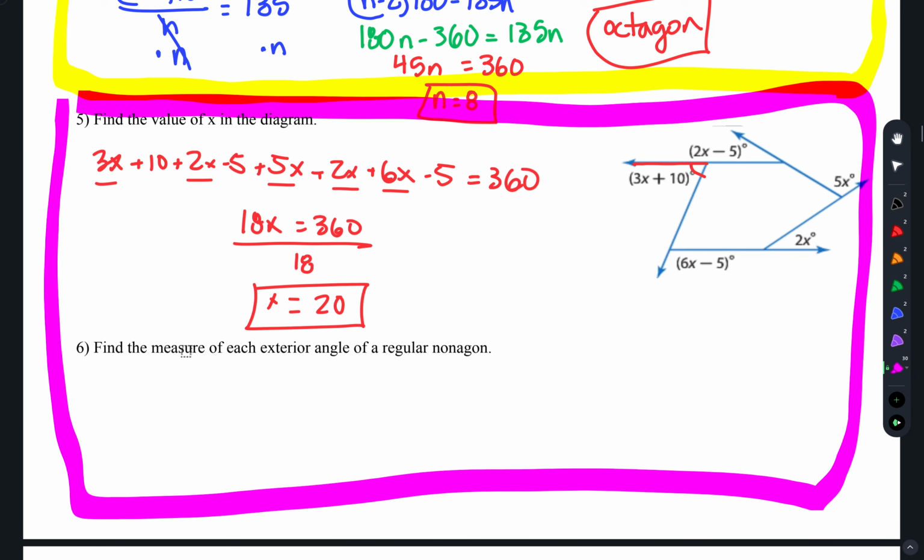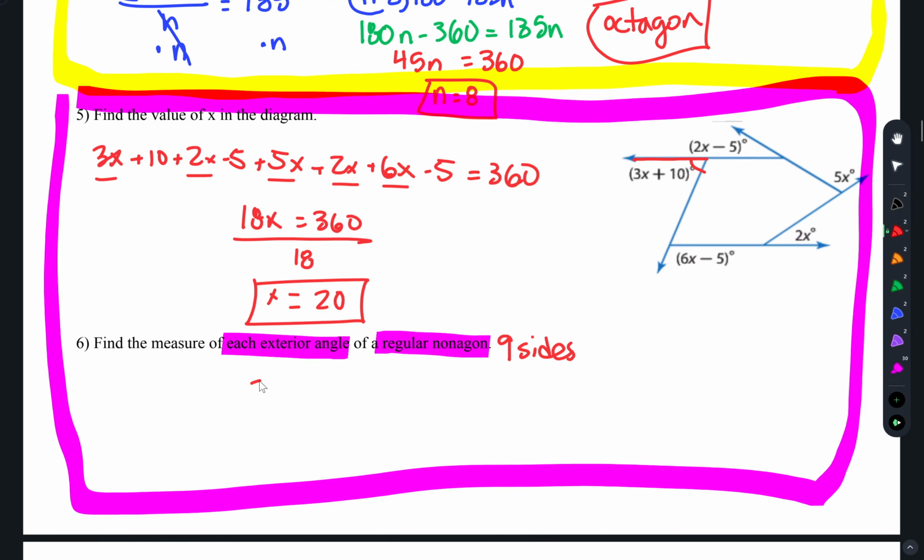Important keywords here. I'm looking for each exterior angle, so just one of them, and it's regular and a nonagon. Like we said at the beginning of this page, a nonagon has 9 sides. If I want to figure out the measure of just one of those angles, I take my total. I divide by the number of angles. 360 divided by 9, 40 degrees. That's it. Any questions? Fantastic.